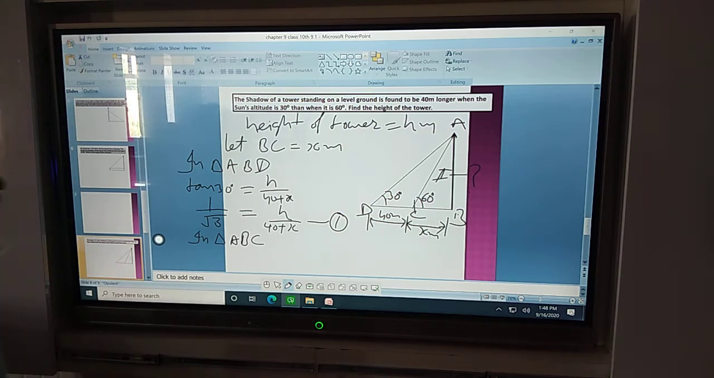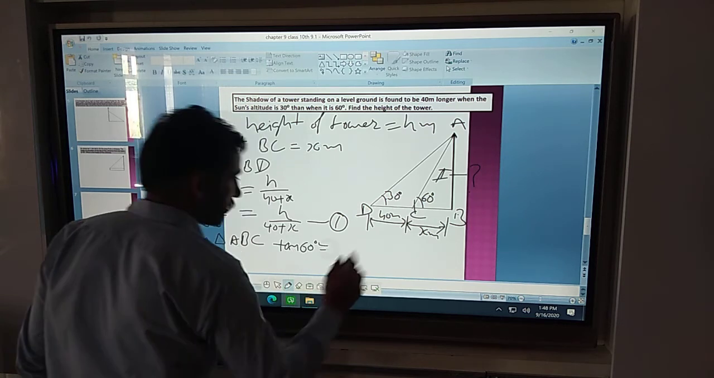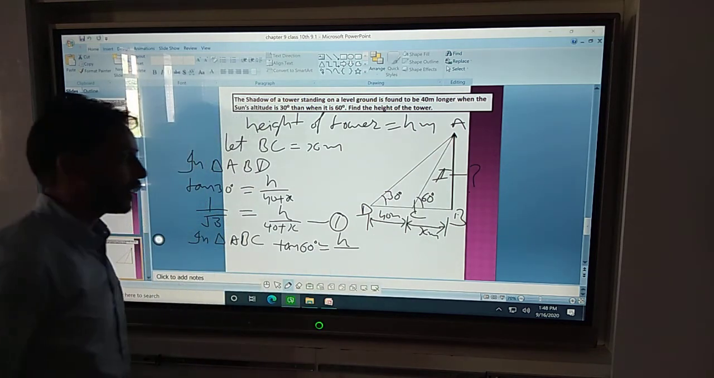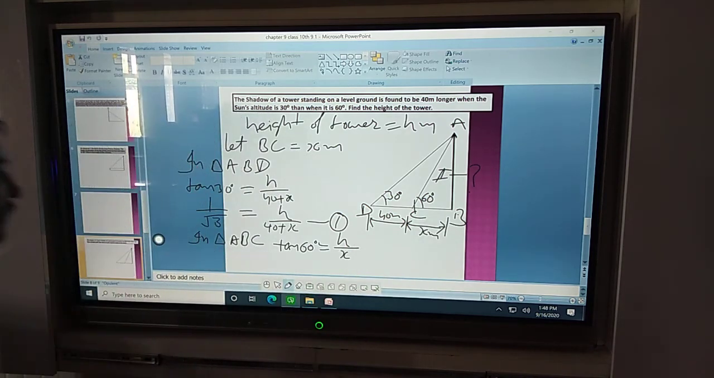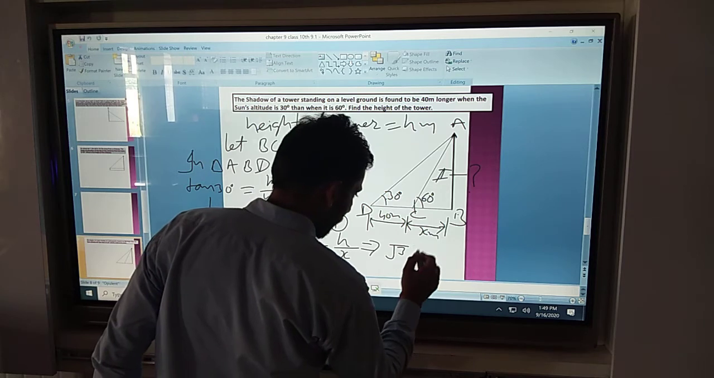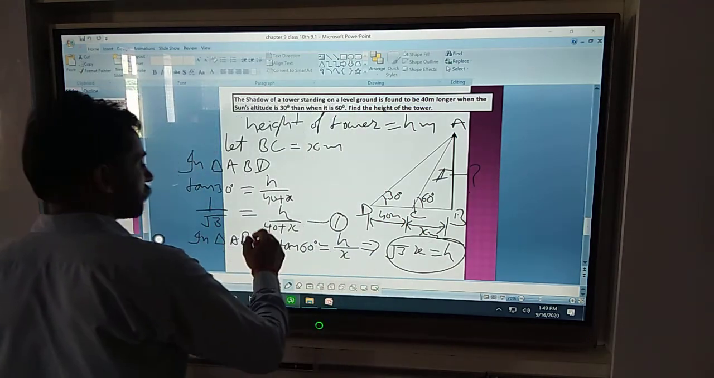Now we know tan 60 is equal to perpendicular over base. Perpendicular is the height AB, and the base is BC. BC is the x. From here we can find the value of h. What is the value of tan 60? Tan 60 is under root 3. Therefore it becomes under root 3 into x is equal to h. From here we can find the value of h and put it into equation number 1.